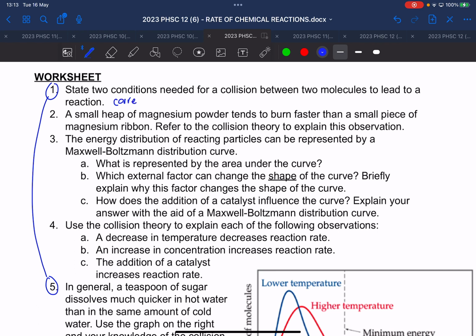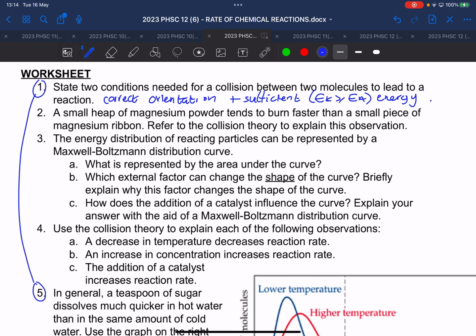Yes, so the correct orientation. And you must have sufficient, and sufficient, we refer to that the kinetic energy must be greater or equal to the activation energy. Sufficient energy.